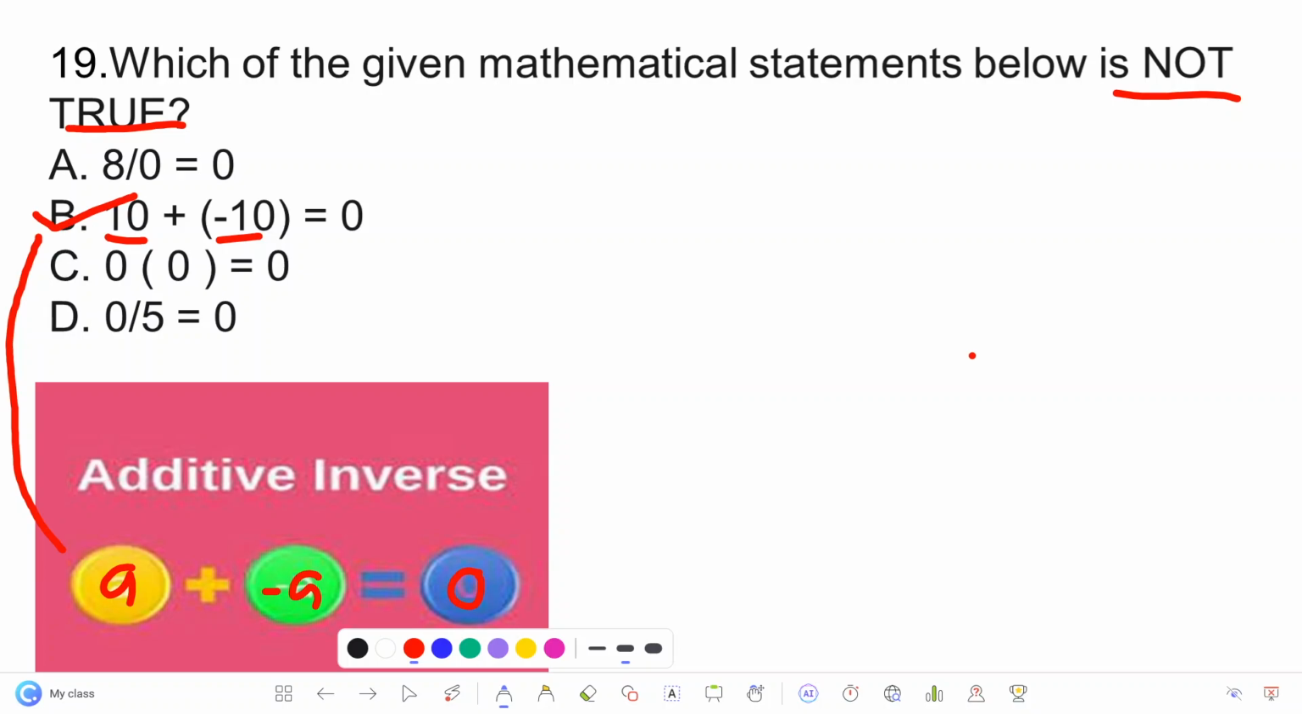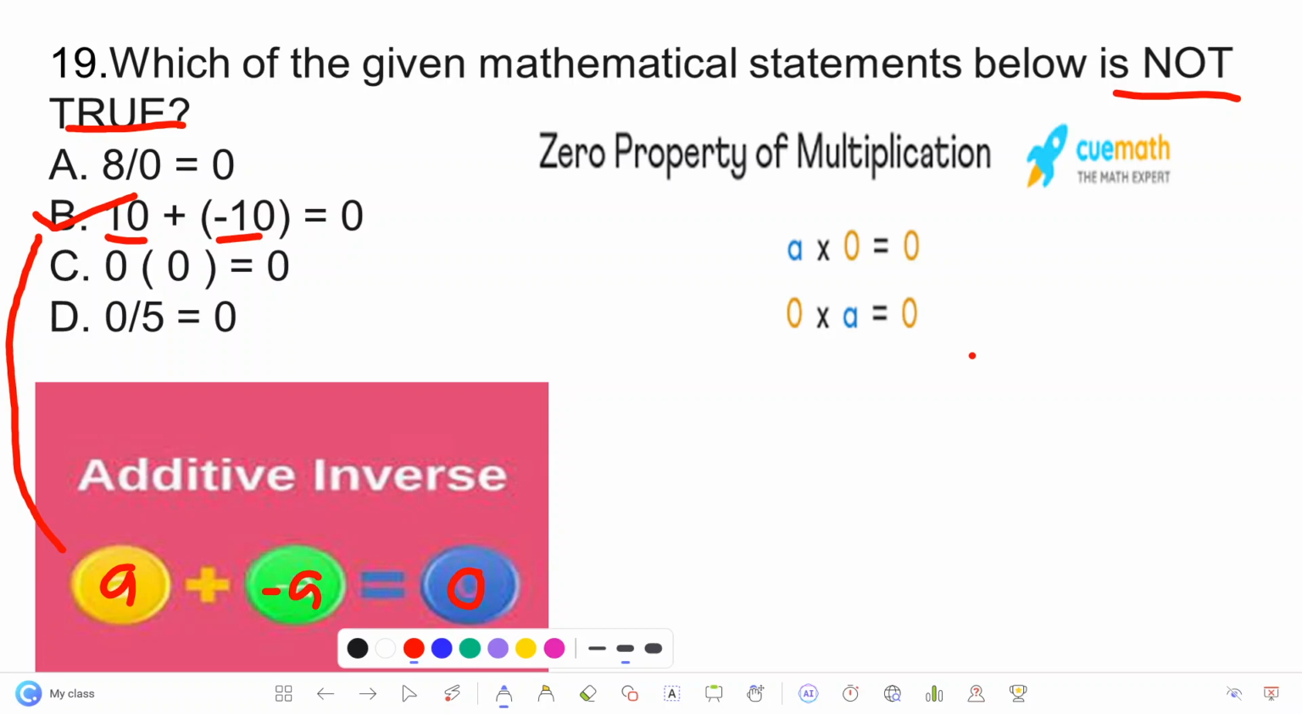Para bang hinahanap natin? Not true. Okay? Now, we also have here the zero property of multiplication, which postulates that any number multiplied by 0 is equal to 0, or 0 multiplied to any number is still equal to 0. Okay? So, here we have letter C, which is 0 times 0 is equal to 0. So, definitely this is correct according to the zero property of multiplication. So, this is correct. Pero anong hinahanap natin? Not true or not correct.